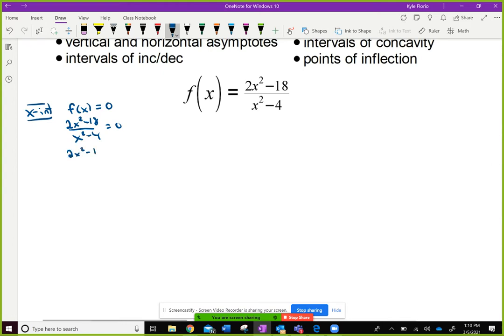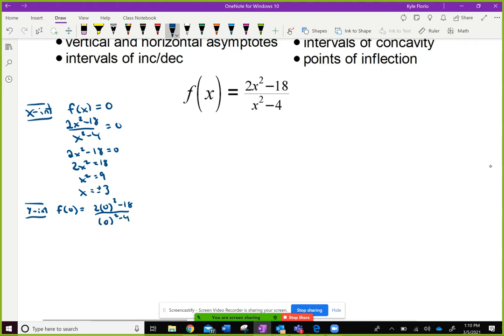So I need 2x squared minus 18 to be 0. So I need 2x squared to equal 18. So I need x squared to equal 9. So x has to be plus or minus 3. So we have 2 intercepts already. Very good. Let's find the y-intercept. The y-intercept is easier because you just have to plug in 0 rather than solve. So if I plug in 0, I'm sure you guys can do this one in your head, but we can write it all out. It's good.